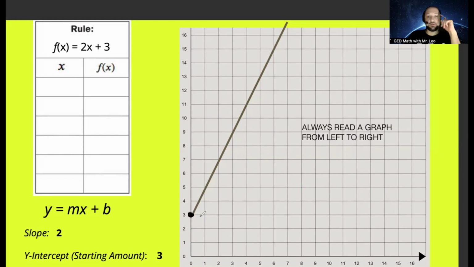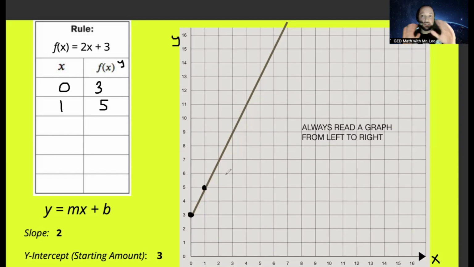Technically, it's 0, 3. The x-axis is always horizontal. This is the y-axis. Remember, f of x is also known as y. They're the same thing. So this point is 0, 3. The next point over here looks like 1, 5. Do you see how I did that? This is at 1, 5.